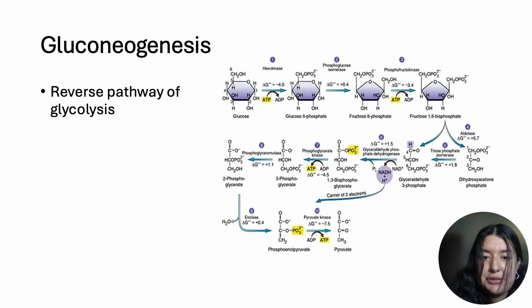As we know, gluconeogenesis is a metabolic pathway that synthesizes glucose from non-carbohydrate precursors such as lactate, amino acids, and glycerol. During fasting, low-carbohydrate diets, or intense exercise when levels of glucose drop, this process is important.